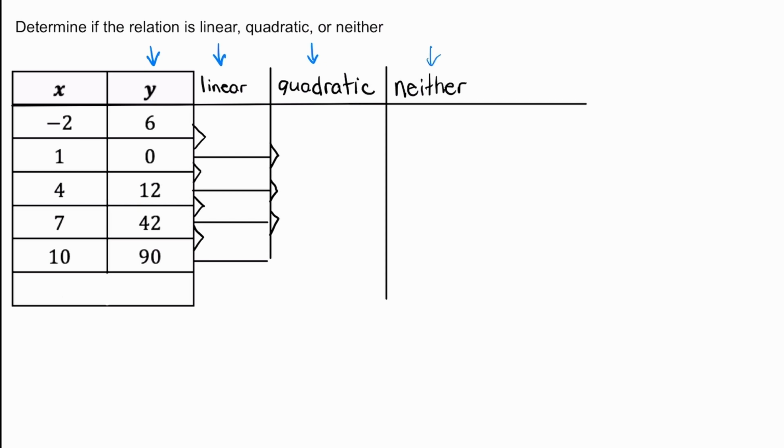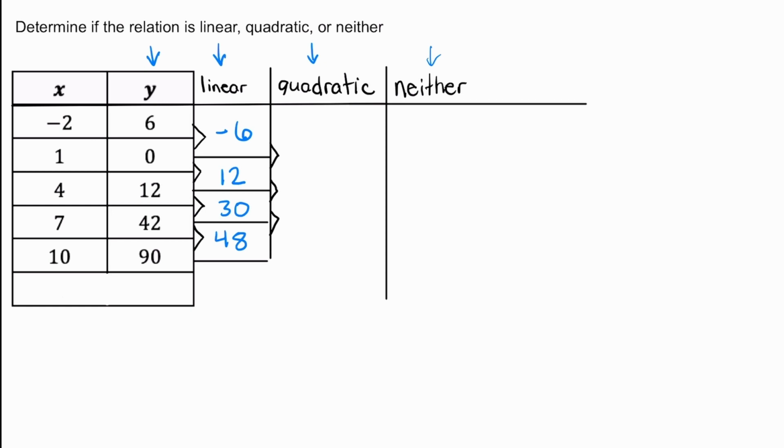So let's go through an example. If we have 6 and 0, the difference of those is 0 minus 6, which is negative 6. 12 minus 0, the difference of those is 12. 42 minus 12, the difference of those is 30. And 90 minus 42, the difference of those is 48. So we see that this isn't consistent. All these values are different, so it's not linear.